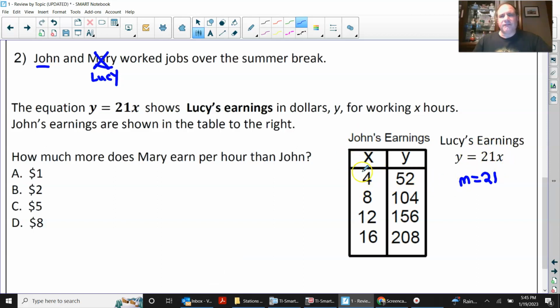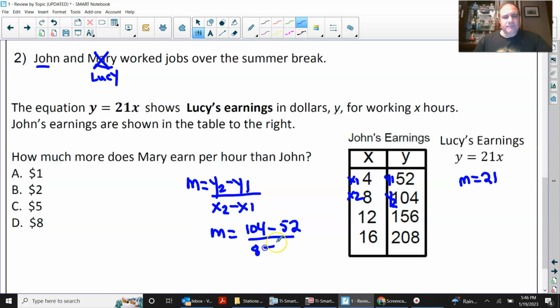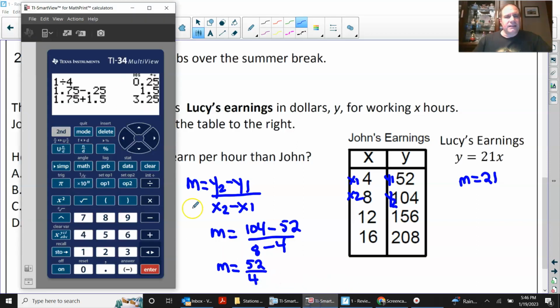But John's earnings, we have to figure out. And obviously, we're going to do X1, Y1, X2, Y2. Y2 minus Y1 over X2 minus X1. And we have Y2, which is 104 minus 52, and then 8 minus 4 for the X2 minus X1. If you don't want to go through any of that, just press the fraction symbol, put 104 minus 52 over 8 minus 4, and you will get the answer. The calculator will do the work for you. M equals 13.